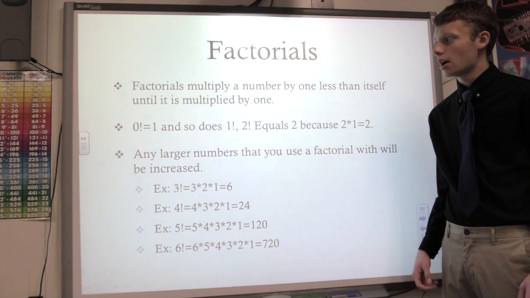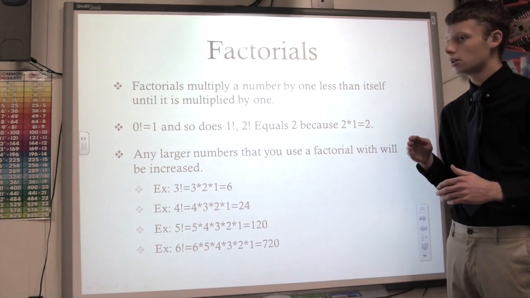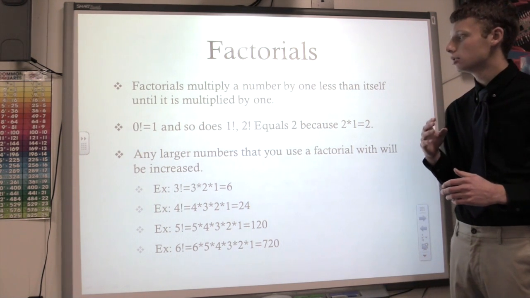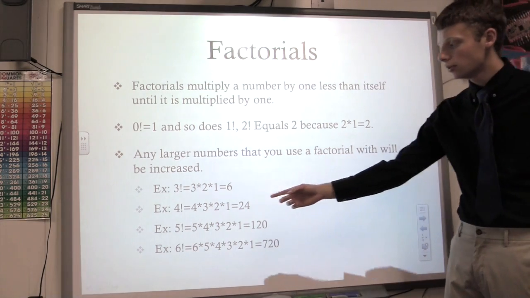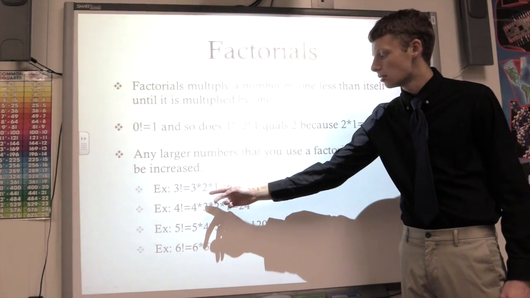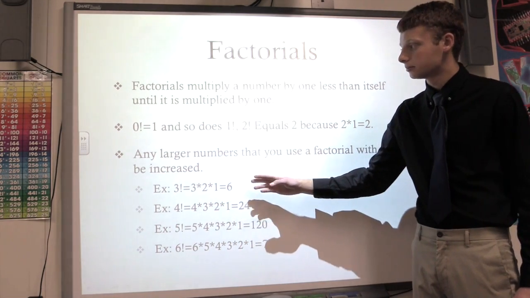Today we're going to be learning about factorials and double factorials. Now, when you have a factorial, you're multiplying a number by 1 less than that number, and you keep doing that until you reach 1. What I mean by that is, if you had 3 factorial, it would be 3 times 2 times 1, and it would be equal to 6.